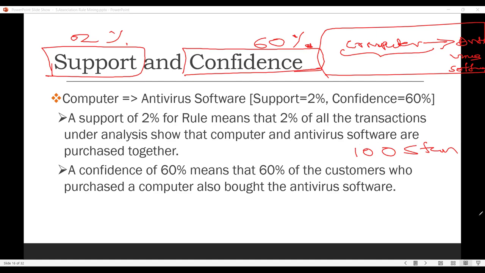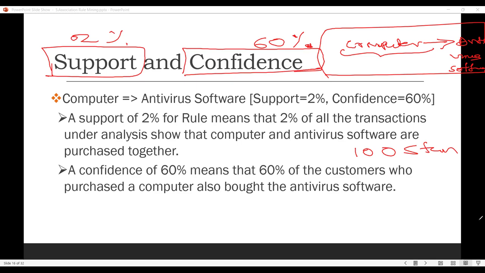Another important thing: if I tell you only 2 customers purchase computer and antivirus, it does not mean they purchase only these 2 items. Maybe they purchase some other items as well, together with computer and antivirus software, like a keyboard. But based on this rule, we can say 2% of the customers purchase computers and antivirus software. We are considering that in that rule they purchased these 2 items, right? Did you get my point?